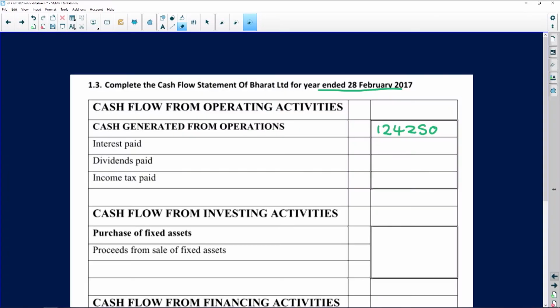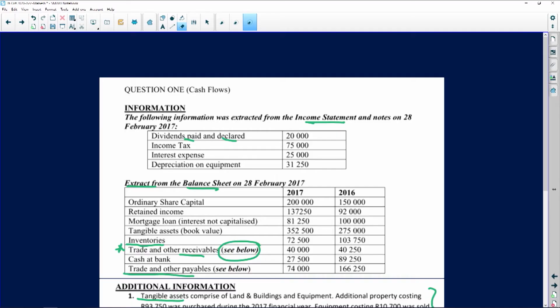Right, let's now continue with our accounting revision. Before the ad break, we calculated cash generated from operations. I'm now moving on to interest paid, which fortunately doesn't need to be calculated. It is given to me. If I go back to my information, interest expense, 25,000. That amount of 25,000 appears in the income statement.